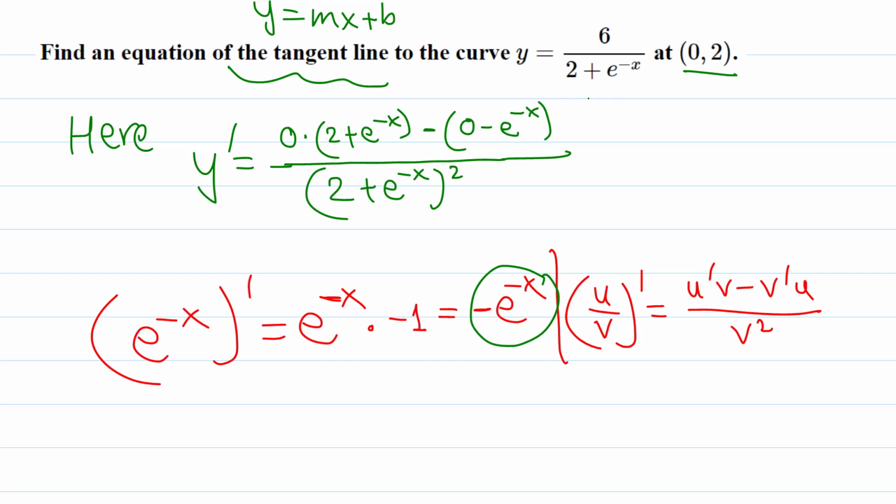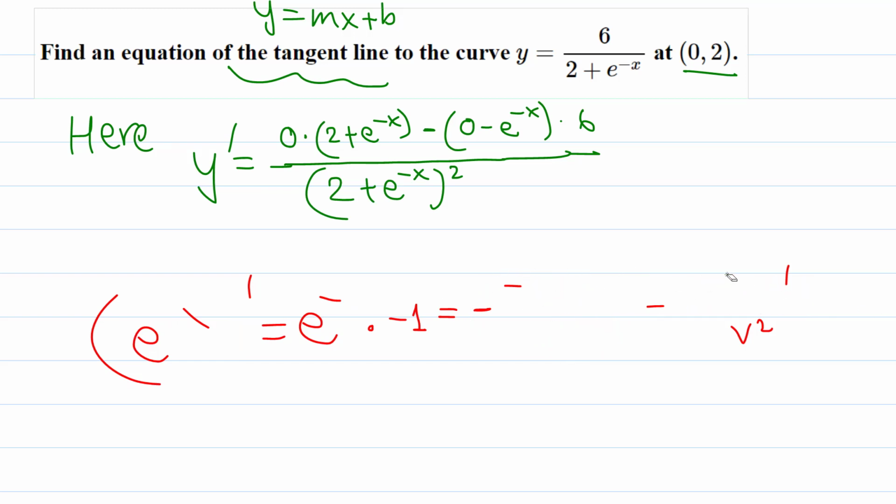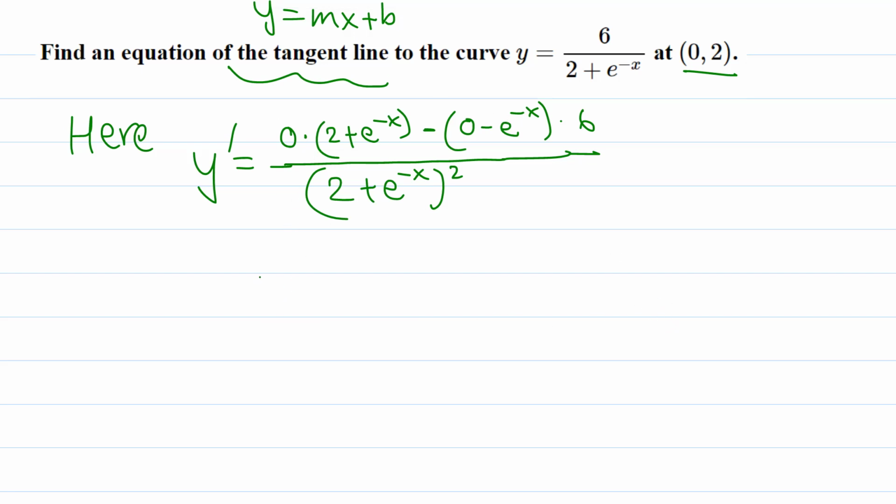Okay, so this is the derivative of the bottom times this u, that's 6. So we use the quotient rule, and at the same time we had to use the chain rule to find the derivative of e to the negative x. Let me simplify this. On the bottom we have 2 plus e to the negative x, quantity squared. 0 times this function is just 0, so no contribution. Here, 0 minus this 0, we don't have to use anything. So minus e to the negative x times 6, and there is a minus.